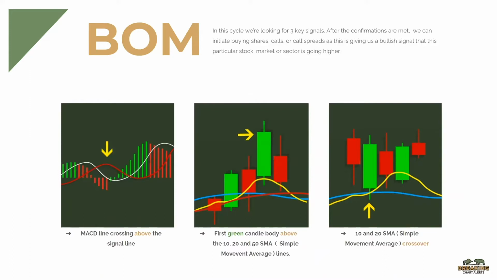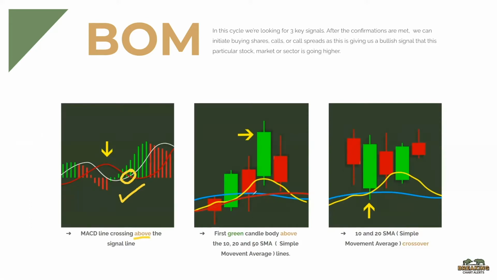Okay, so that first signal is the MACD line crossing. The white line here is the MACD line, and the red line is our signal line. And we're going to be going over the charts, and I'm going to go over this on live examples. But when you're getting that MACD line crossing above the signal line, that's number 1 right here. So that's going to be your check number 1. The MACD line is crossing above the signal line.